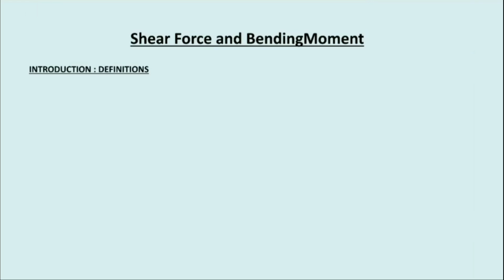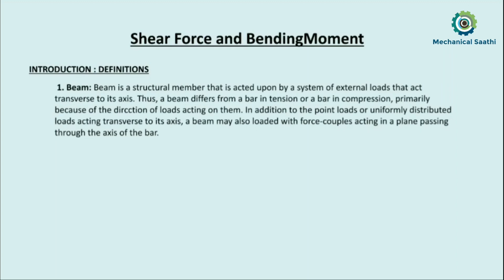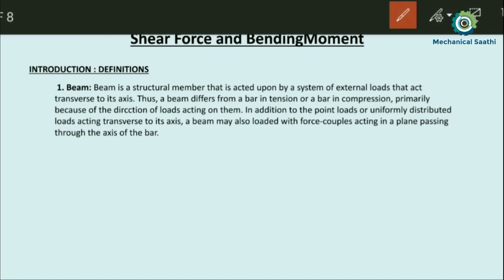In this introductory video, we'll first go through some definitions. The first definition which we need to understand is a beam. What is a beam called? A beam is basically a structural member that is acted upon by a system of external loads that act transverse to the axis. So any structural member where transverse loads are applied can be called a beam. Let us understand it in a better way.